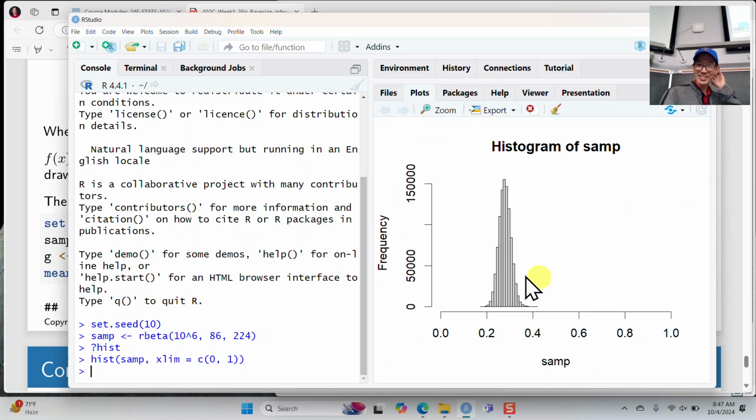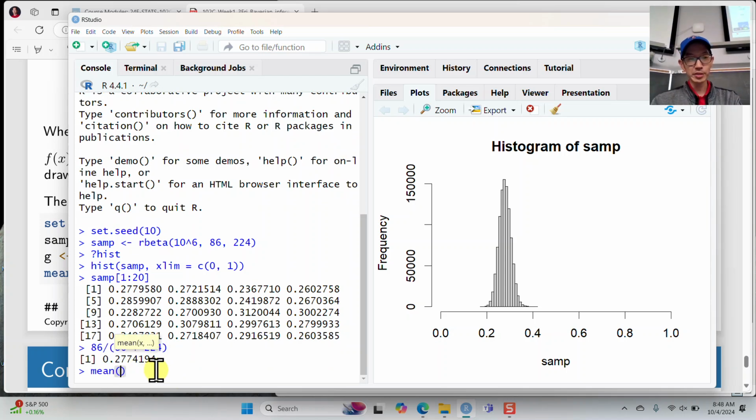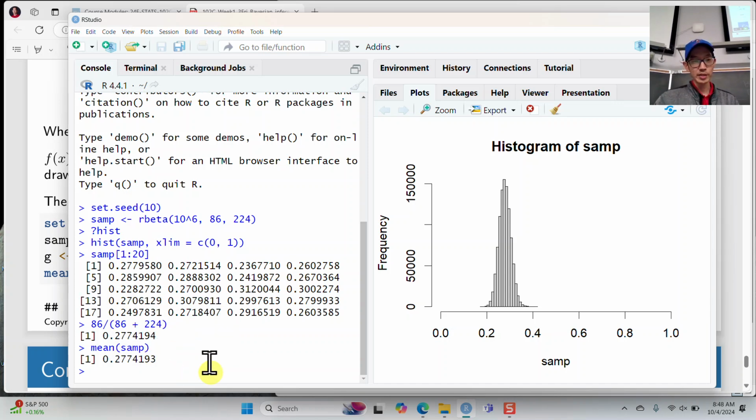Okay, so this is what it looks like when we generated 1,000,000 values. Just naturally, values that are more common appear more frequently, and values that are less common appear less. Say I ask what the first 20 values are. We can see values like 0.277 or whatever. What do we say the mean is? The mean is supposed to be 86 divided by 86 plus 224, so 86 divided by 310. And I could just ask what the mean of my sample is. When I generated 1,000,000 values and calculate the mean, it's really close to what the theoretical mean should be, okay?